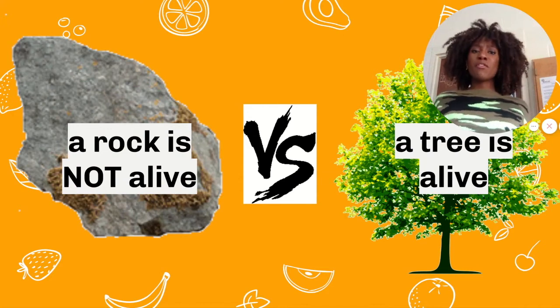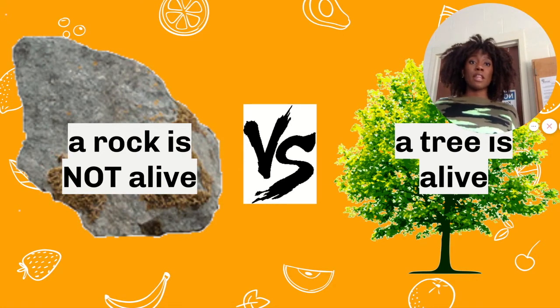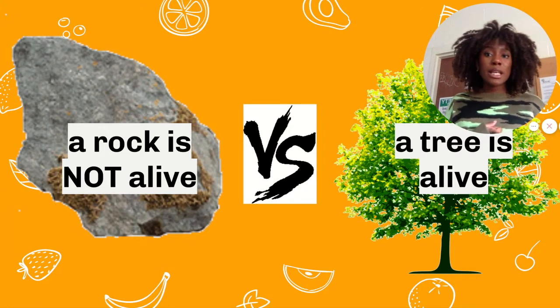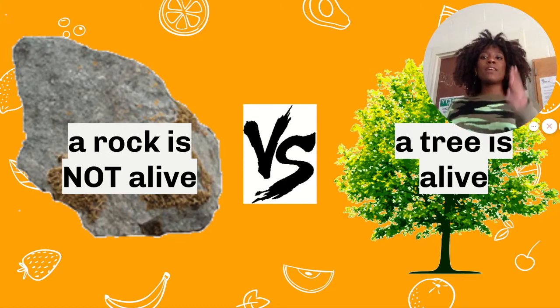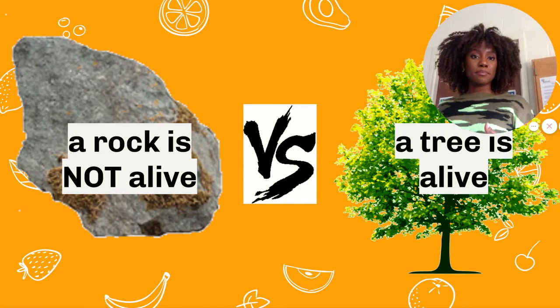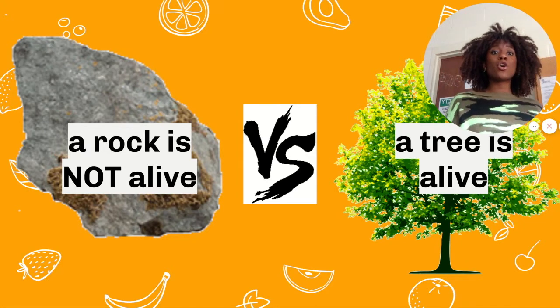Okay, so based off of this, we pretty much can tell that a rock doesn't have any of those characteristics of life, right? A rock can't reproduce. It doesn't grow larger. It doesn't maintain homeostasis. It doesn't do any of those things that makes something alive. While a tree does do those things. A tree reproduces. A tree maintains homeostasis.